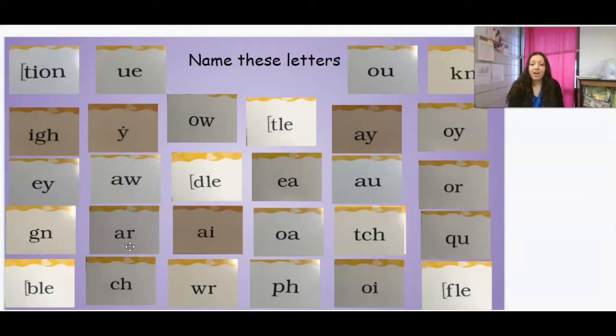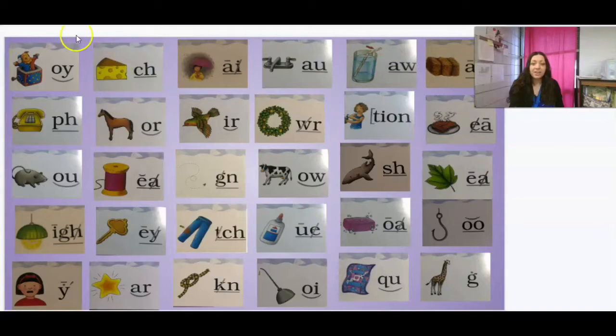combination AR, digraph AI, digraph OA, then here's our new one, trigraph TCH, combination QU. Then we have final syllable BLE, digraph CH. We have ghost, digraph WR, digraph PH, diphthong OI, and then final syllable FLE. All right, and on our letter cards, are you ready?